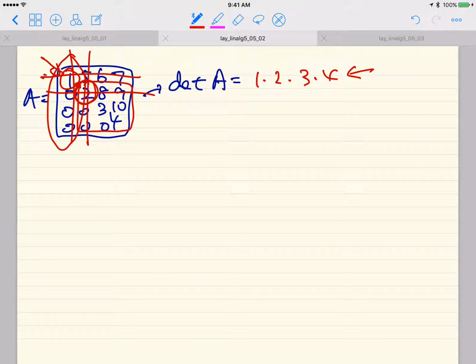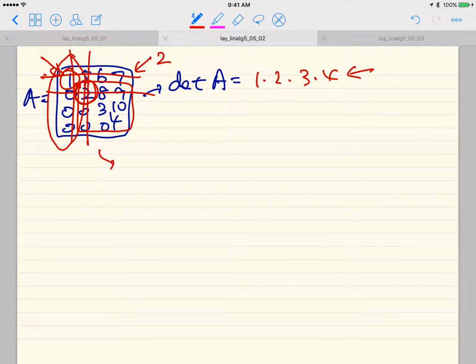In the case of row scaling, let's think about this matrix so that we multiply 2 on the first row. Then what will be the resulting determinant? Yeah, that times 2, right?